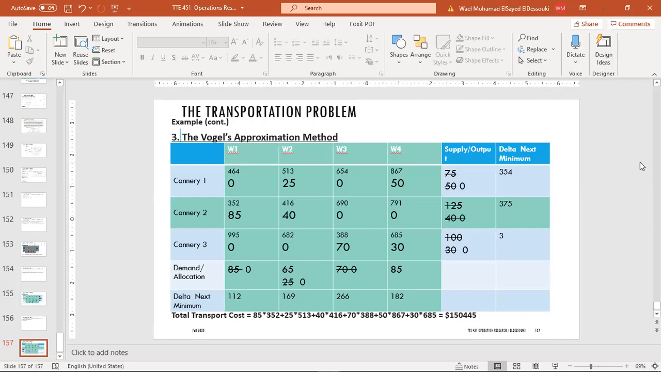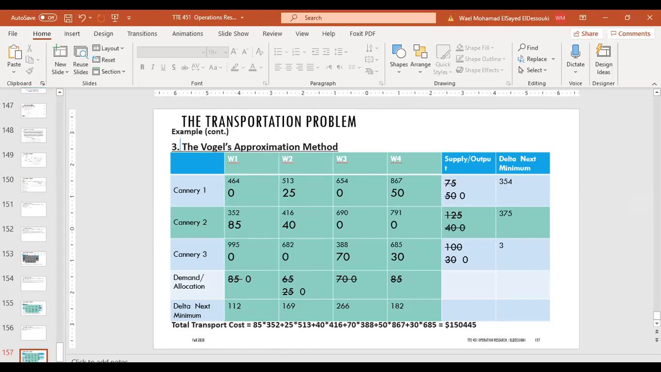Okay. Let's have another example. And this example I'm going to solve it manually, not on the computer. Okay. Let me just turn my camera on.